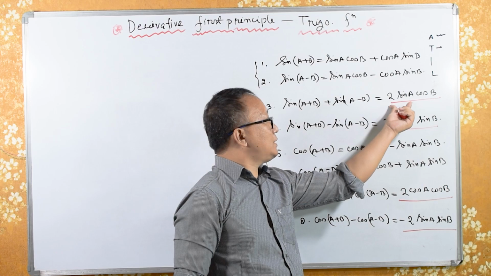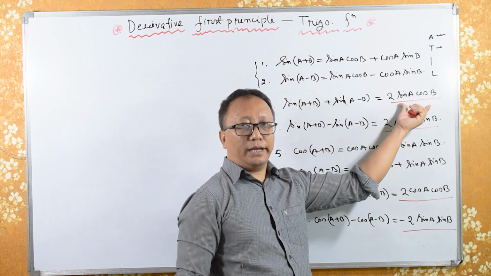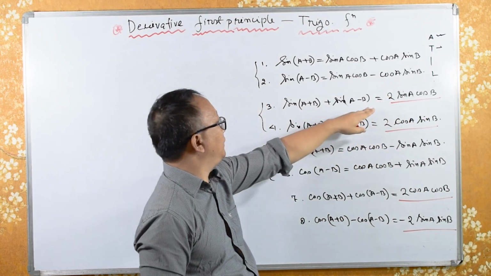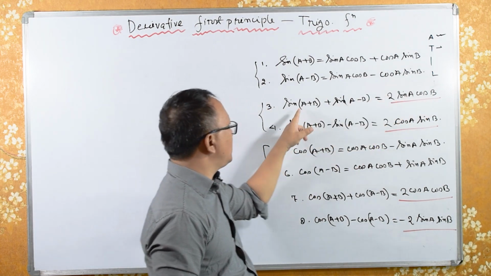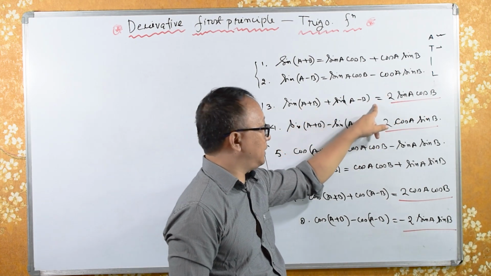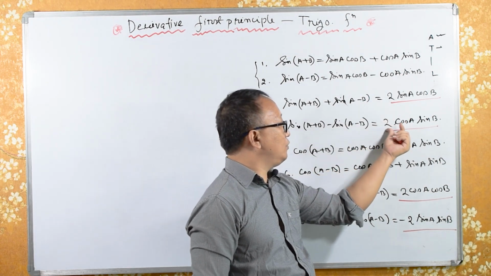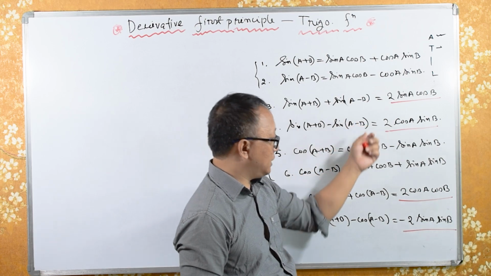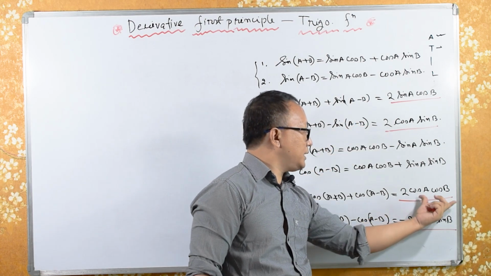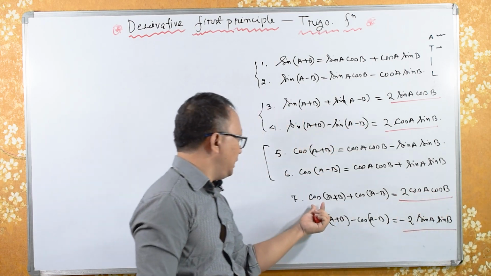If it is 2 sine A cos B, then 2 sine A into cos B is the same as sine of A plus B plus sine of A minus B. Now if you have 2 cos A sine B, then you have sine of A plus B minus sine of A minus B. Now 2 cos A into cos B is this.